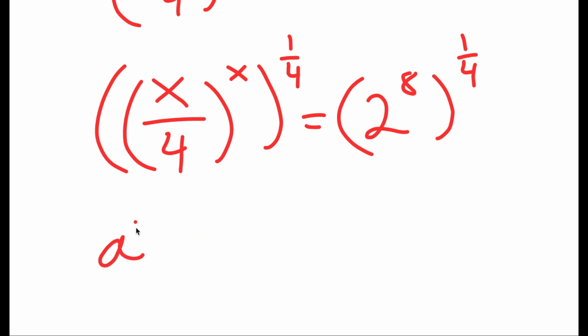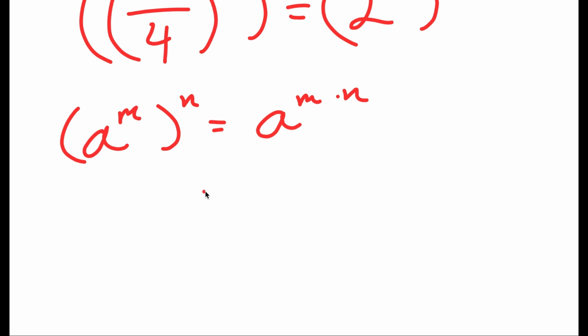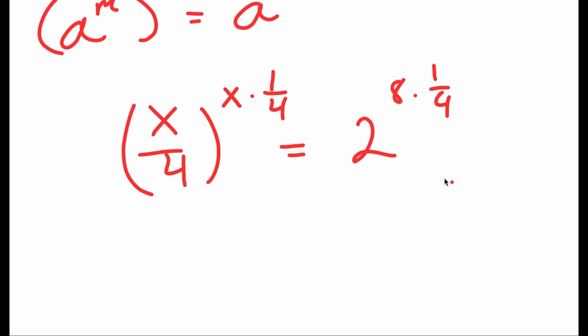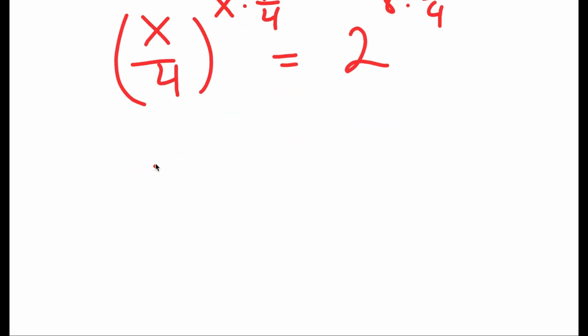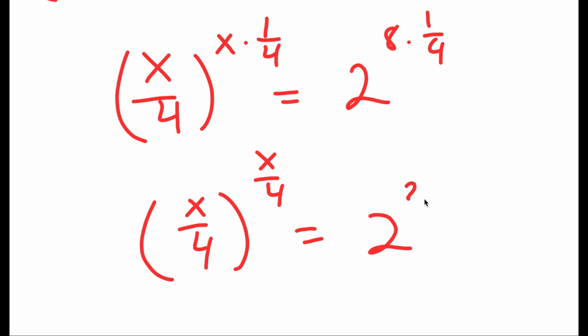And now if I have something in the form a to the power of m to the power of n, this is equal to a to the power of m times n. So x and 1 over 4 here multiply with each other. So now I get x over 4 to the power of x times 1 over 4 is equal to 2 to the power of 8 times 1 over 4. And x times 1 over 4 is equal to x over 4. So I have x over 4 to the power of x over 4 is equal to 2 to the power of 8 times 1 over 4, which is 2.